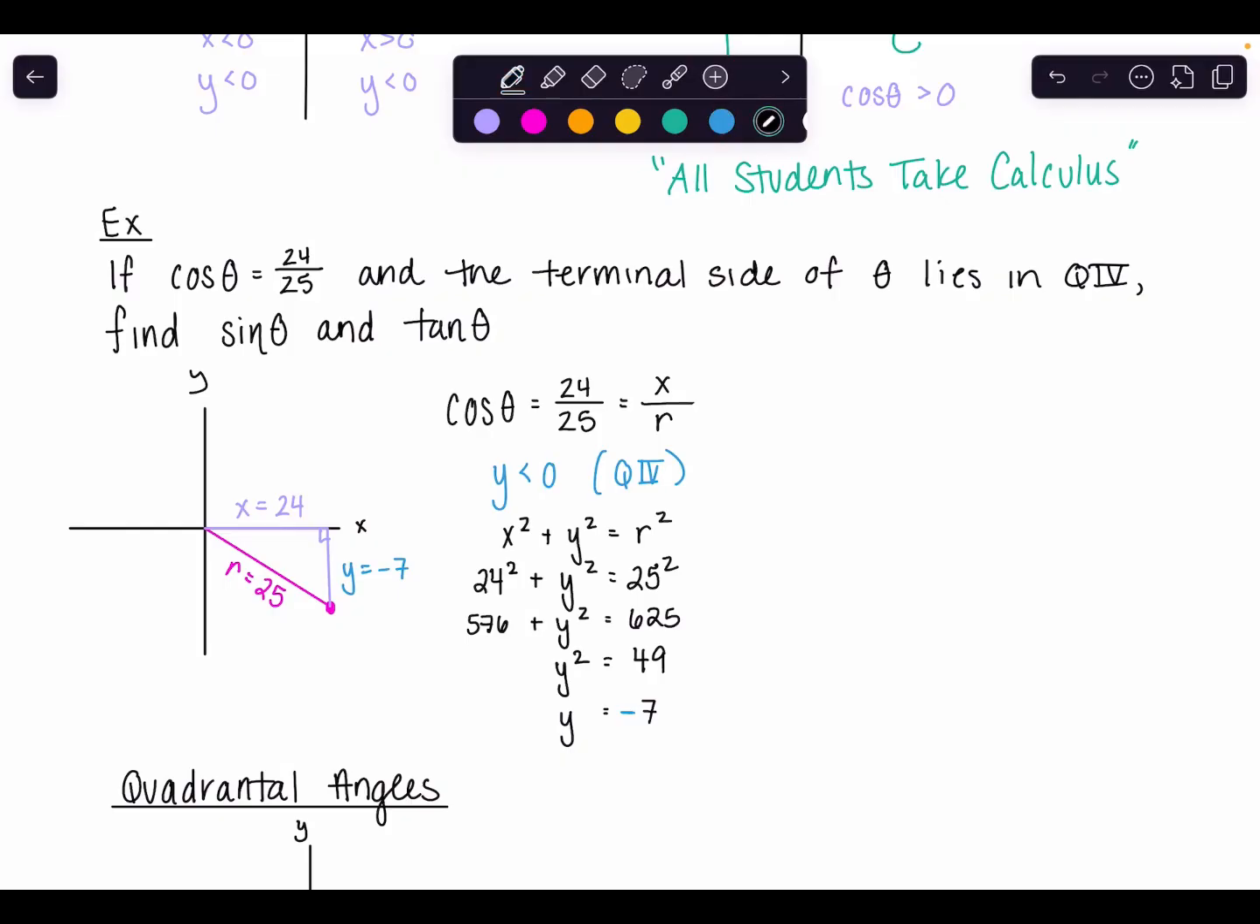Okay. So now that I have my full triangle, that tells me sine of theta is going to be opposite over hypotenuse. My y value is -7. My hypotenuse is 25. And then tangent of theta is going to be opposite over adjacent, TOA. So opposite is y, adjacent is x. So this gives us -7 over 24.